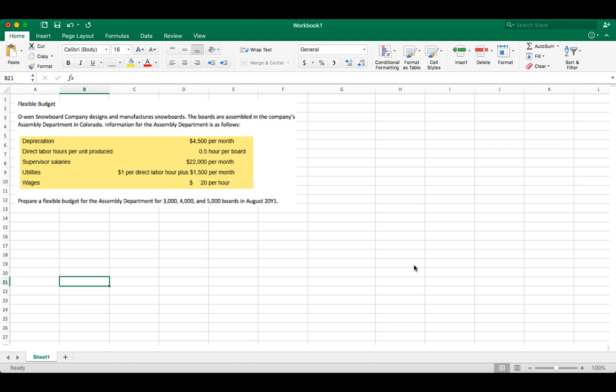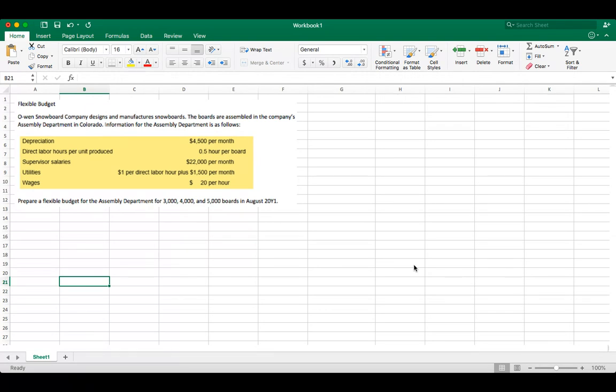Okay, everybody, we are going to look at a flexible budget in terms of how we would do this in Excel. So we're going to use an example that we've done in a Show Me video before. In this example, we've got Owen Snowboard Company. They design and manufacture snowboards. The boards are assembled in the company's assembly department in Colorado.